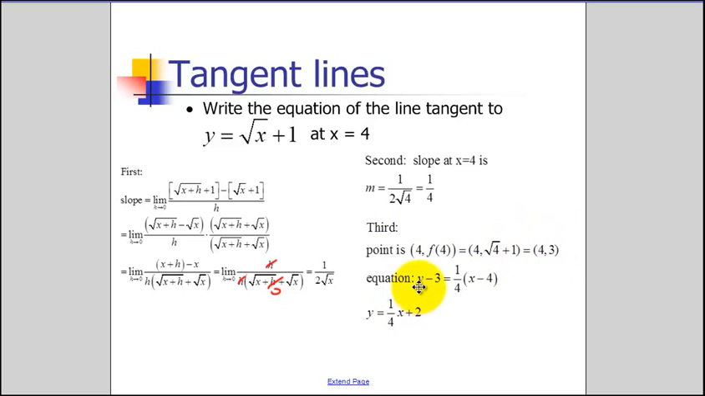So I'm using the point slope form of a line, y minus y1 equals m times x minus x1, plugging in our point here. And then we just simplify that equation by distributing the 1/4 and adding the 3 over here, and we come up with our answer. If we graph this line and we graph this function, this line would be tangent to this function at the point where x equals 4. Good luck as you continue forward with this topic and work your own practice problems.